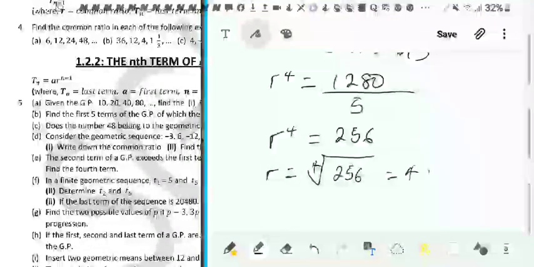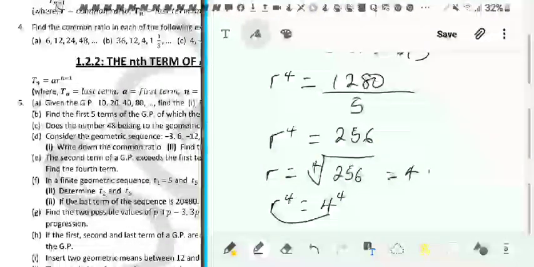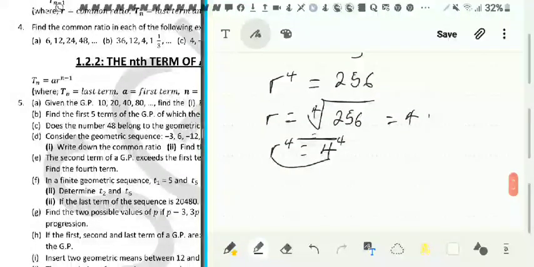You get 4. Or if you like, you write this one in index form. This will be giving you 4 raised to the power of 4. Then equate the base since the powers are equal. This one I can easily take the fourth root because this is a positive number. It's not negative like the other one. Okay, so R equals 4.